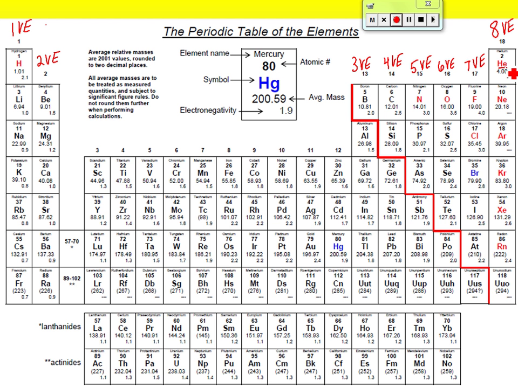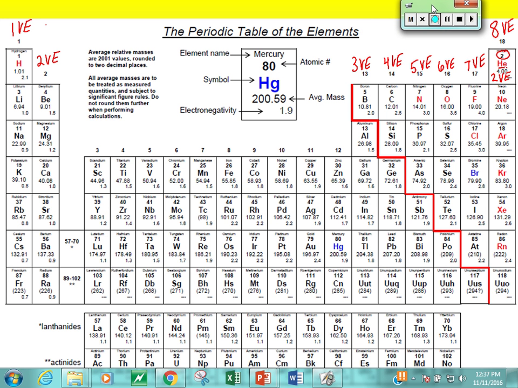Why is helium an exception? Well, we wrote here that the noble gases have 8 valence electrons, but how many electrons does helium have? It only has 2 electrons. So I want you to put in this box somewhere 2 VE. Helium has 2 valence electrons. Everyone else that's a noble gas, so neon, argon, krypton, and so forth, all have 8, but helium only has 2. So just be aware of that. Even though we put 8 right here, we've just got to know that helium only has 2.